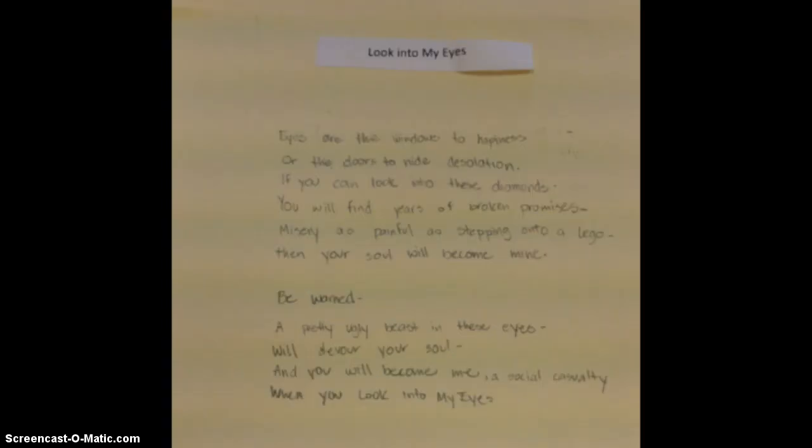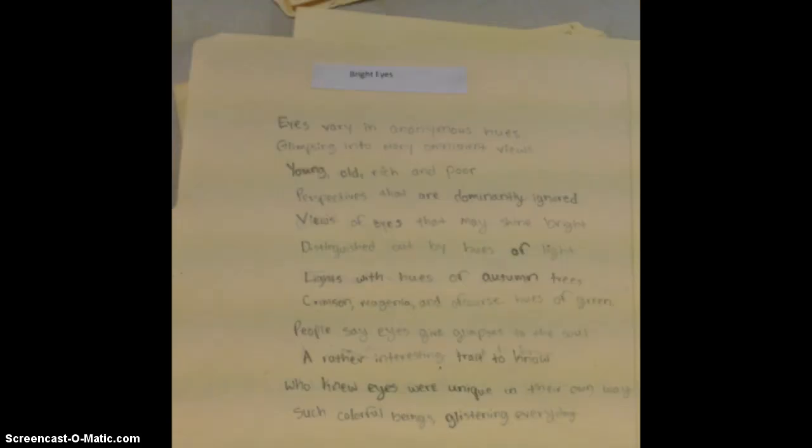And overall, I was so pleased with the effort they put into their final products. And again, these are just a few of the examples. They also enjoyed the challenge of incorporating onomatopoeia or allusion.